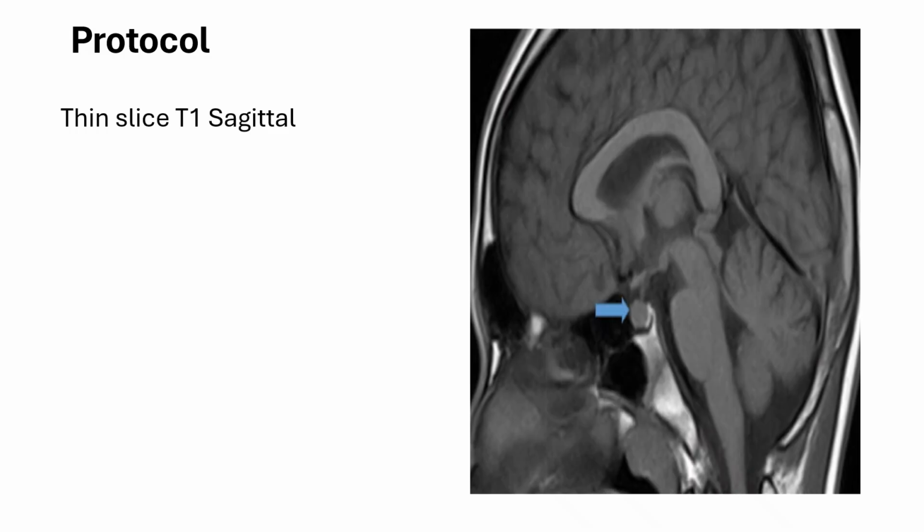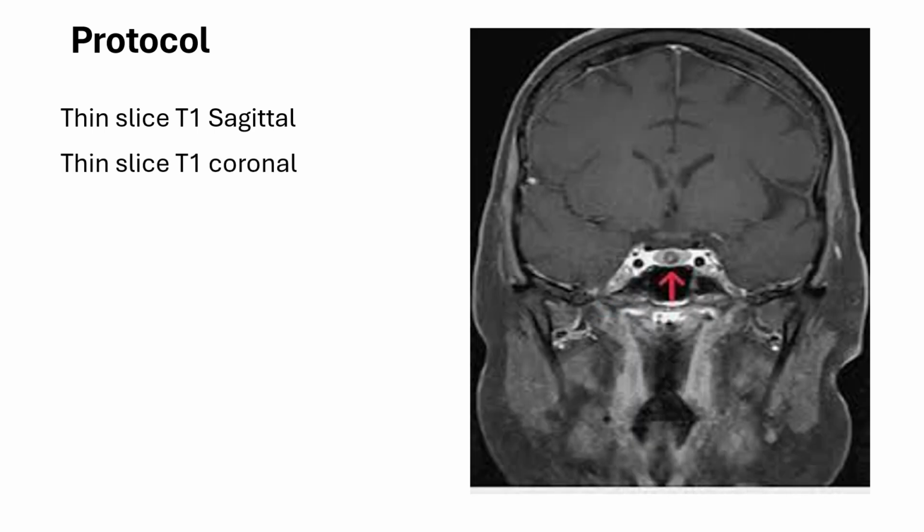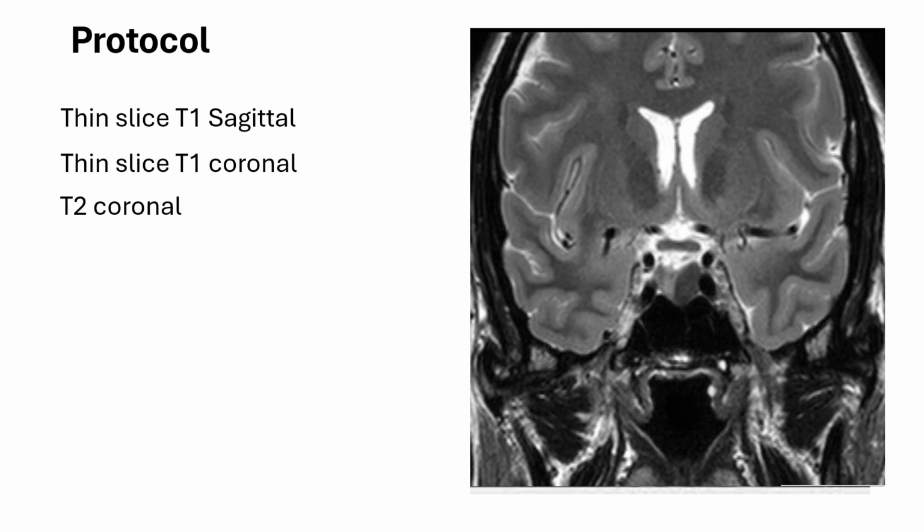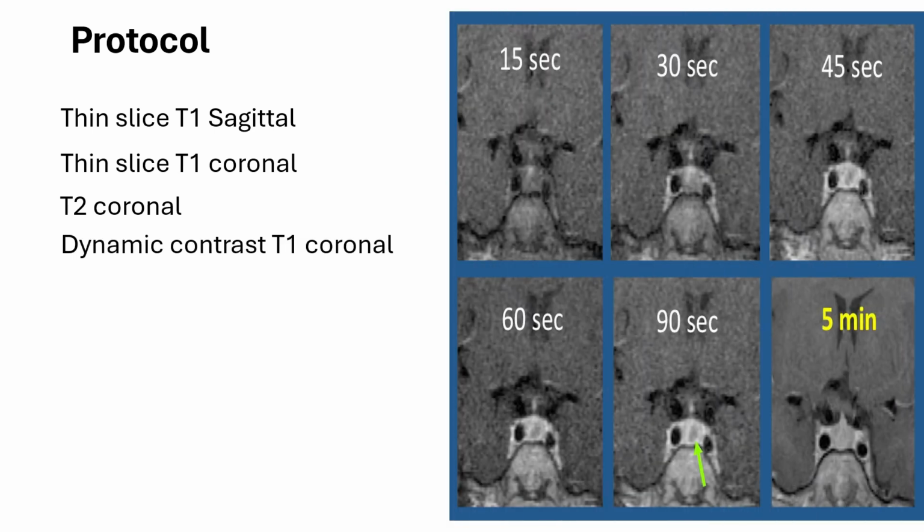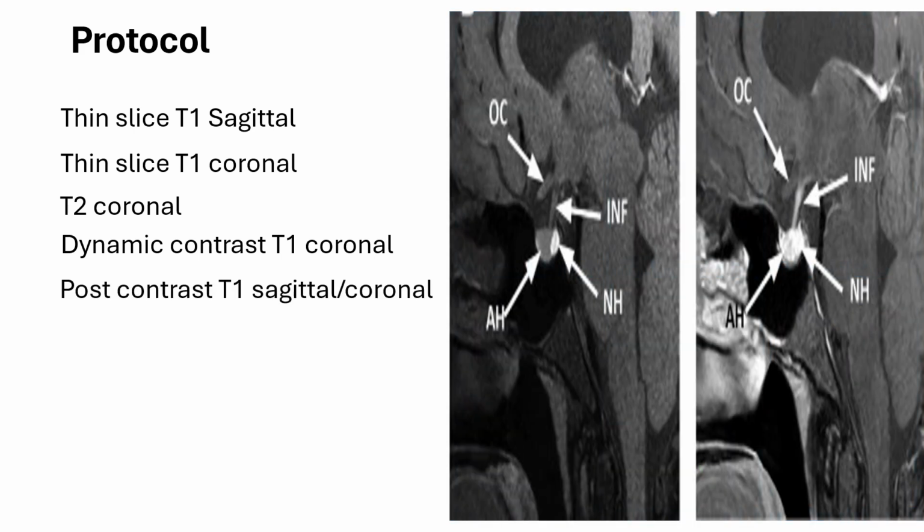A standard pituitary MRI protocol includes thin slice T1 sagittal, thin slice T1 coronal, T2 coronal images, and dynamic contrast T1 images. This includes coronal images taken at different time frames after giving the contrast, and then the post contrast T1 sagittal and coronal images. So these are the protocol for the MRI of the pituitary gland.